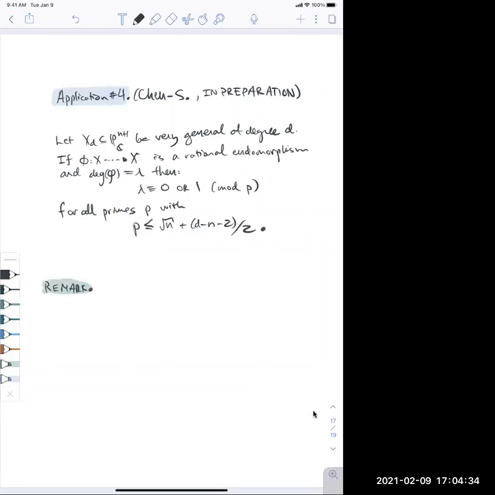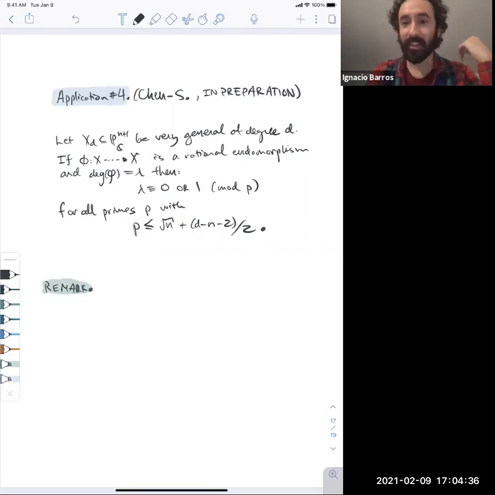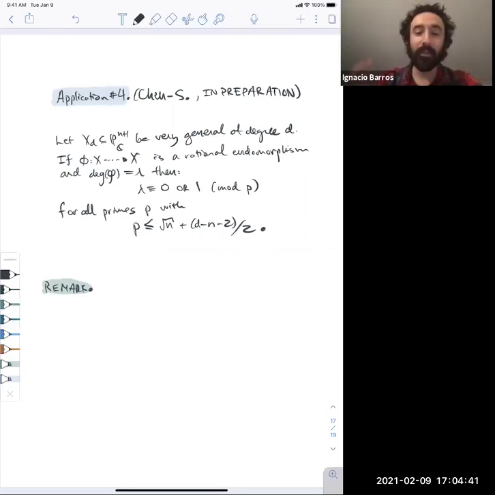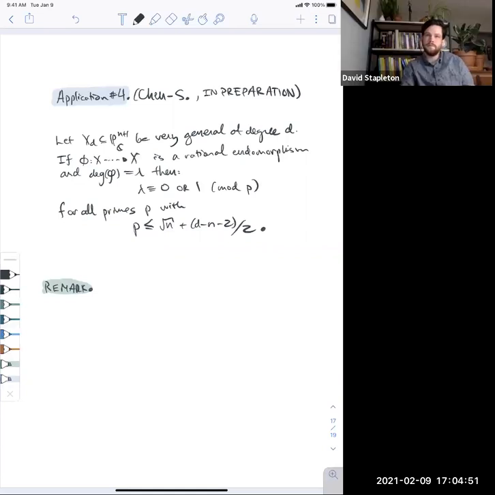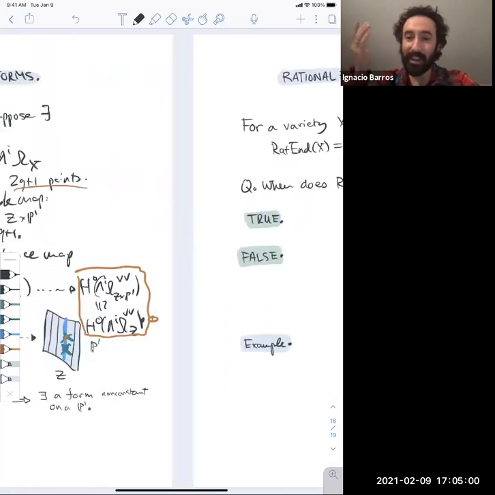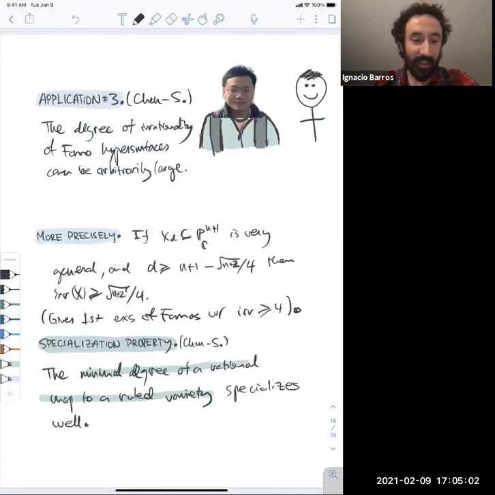Can I ask something? Hello. So you exhibit sort of an infinite family of hypersurfaces where the degree of irrationality explodes, right? I just wanted to know, how does it compare with the degree? Is it sort of a square root of the degree growing, or is it linear?